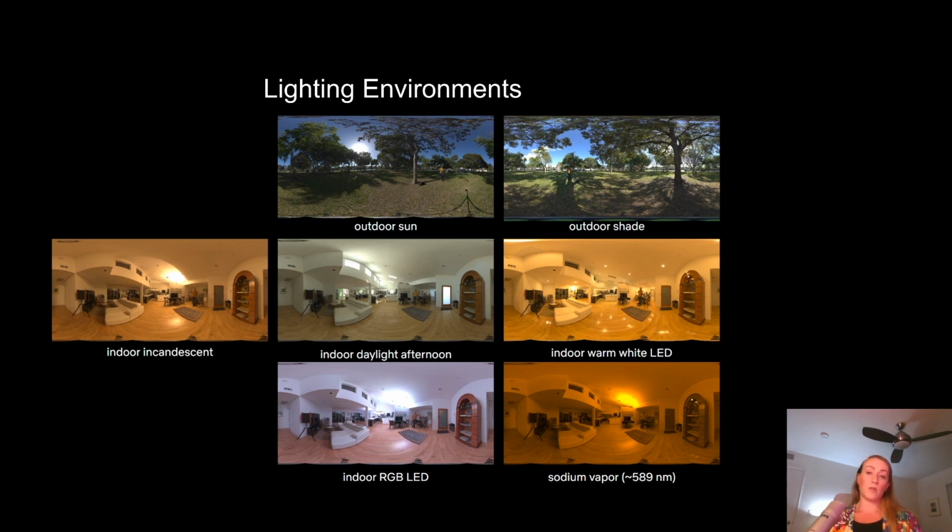2 were outdoors in the sun, 1 was in the shade, 1 was in the sun, and then 5 were indoors, including an incandescent scene, an indoor daylight scene, a warm white LED, an RGB-based LED that was creating white light, along with the sodium vapor lamp that has kind of one distinct peak around 589 nanometers in its emission spectrum.